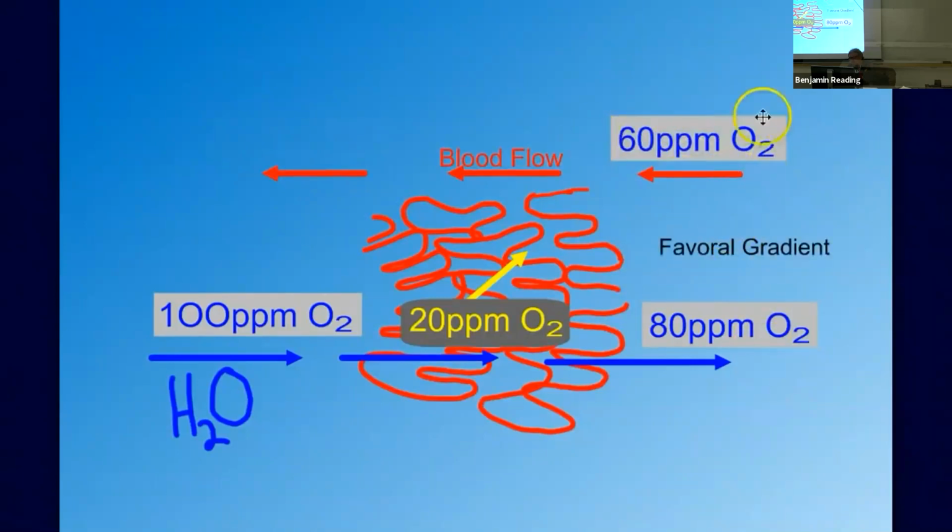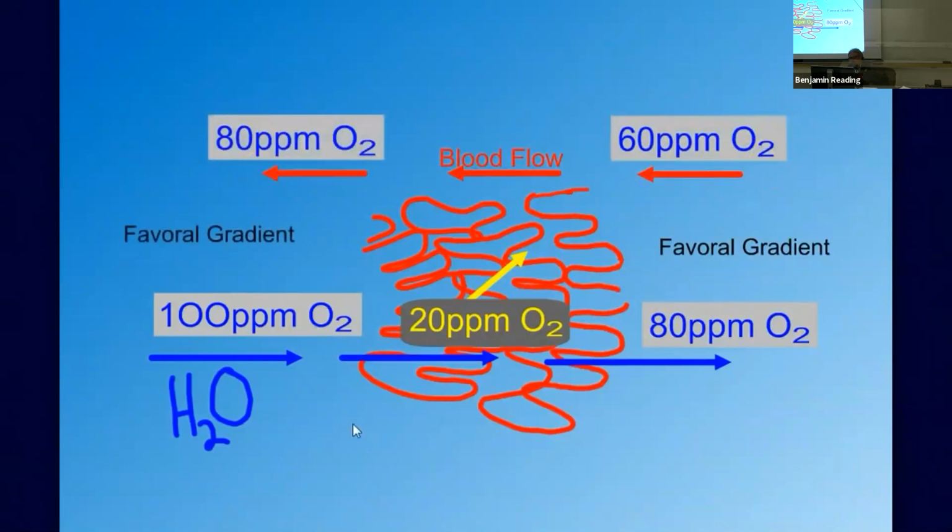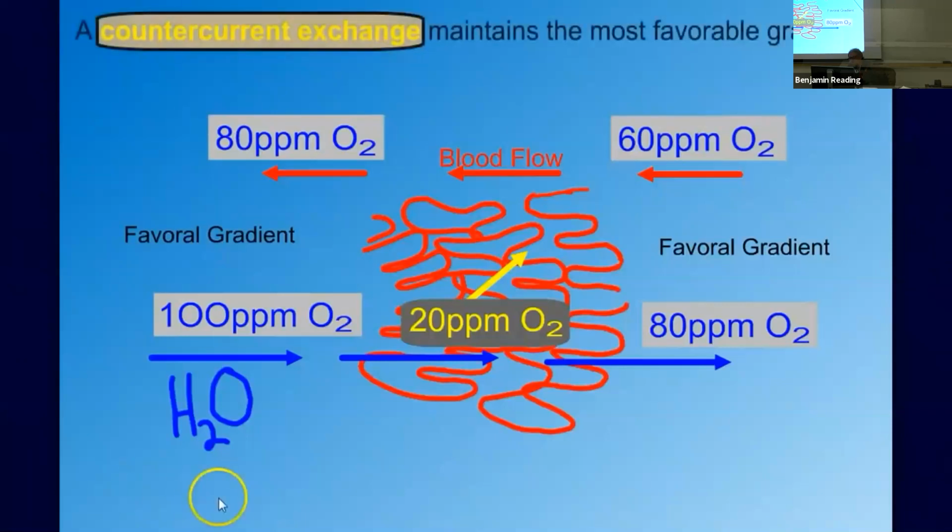Our most oxygen-poor blood is meeting our most oxygen-poor water, but the water still has more oxygen than blood. And by the time we get to the end, our most oxygen-rich blood is meeting the freshest water to ensure a favorable gradient throughout this entire system. This countercurrent exchange gradient, or exchange flow, maintains the most favorable gradients for gas exchange.